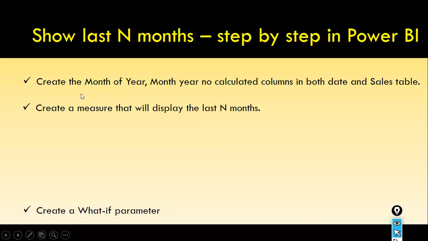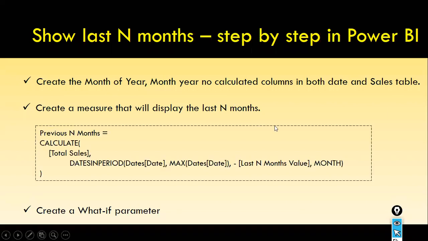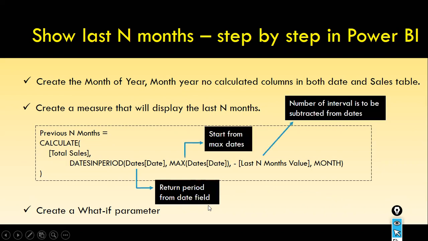So these are the steps we have used. Create month year and month year number calculated columns, in both the date and sales tables. Look here. Create a measure that will display the last 10 months. This is the measure we created. And create a what-if parameter. These are the 3 steps which can help you.